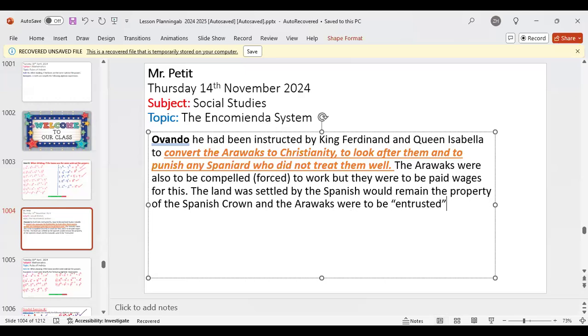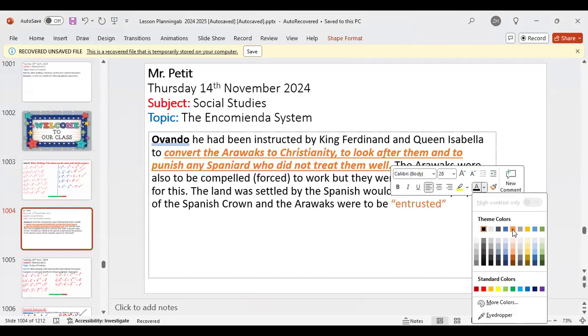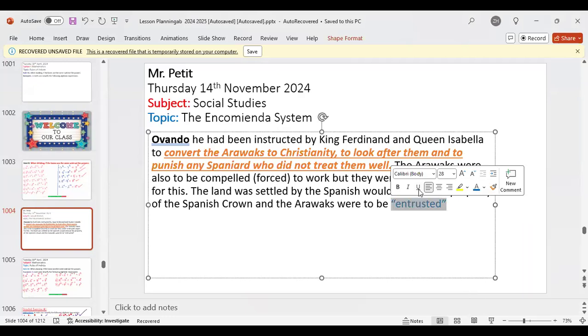Entrusted. And this is a key word there, entrusted. When we say entrusted, what do we mean? Somebody trusts you or something like that. Okay, entrusted. I'm going to finish the sentence. Entrusted to the settlers.